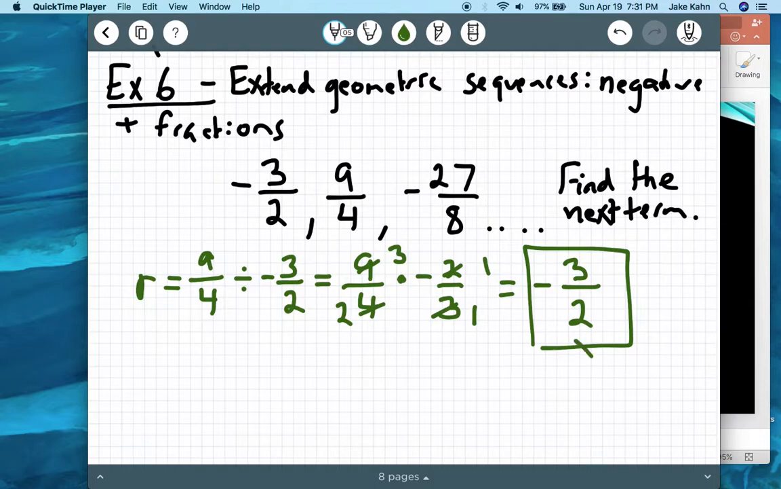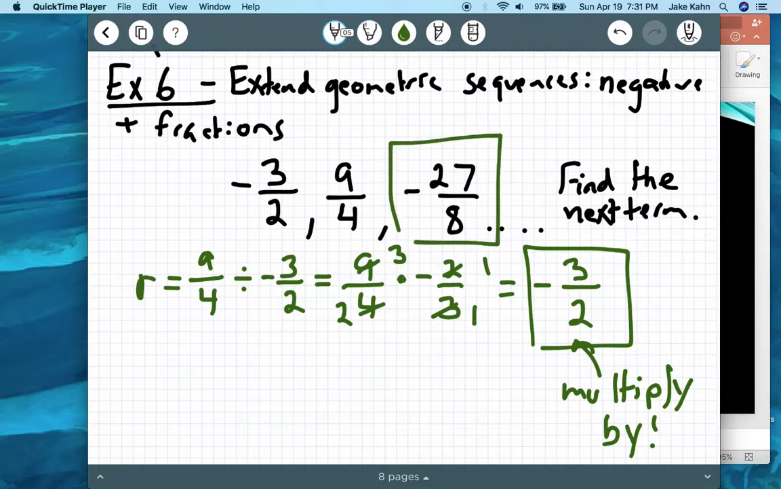This is the number that you multiply by to get your next number. So with that being said, all right, we've got to find the next term in this sequence. We are going to take -27/8 and multiply it by our constant ratio.